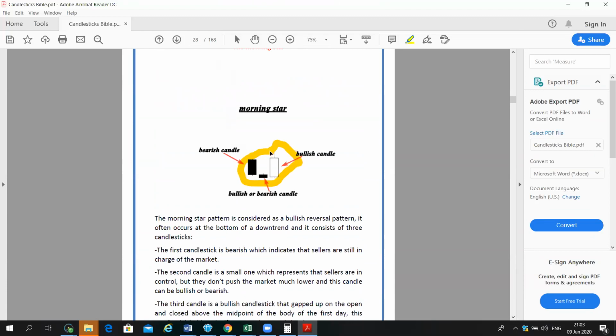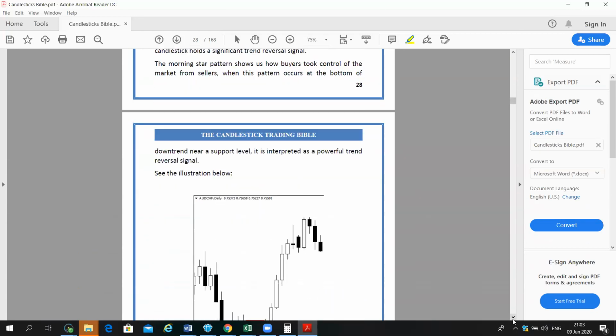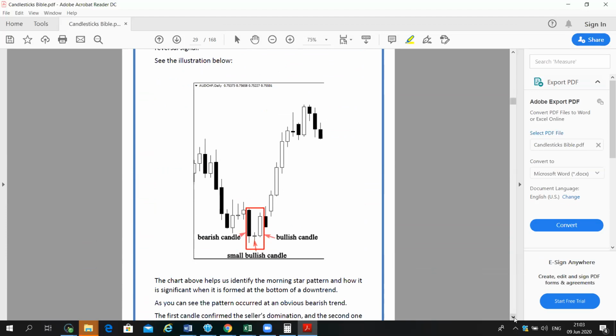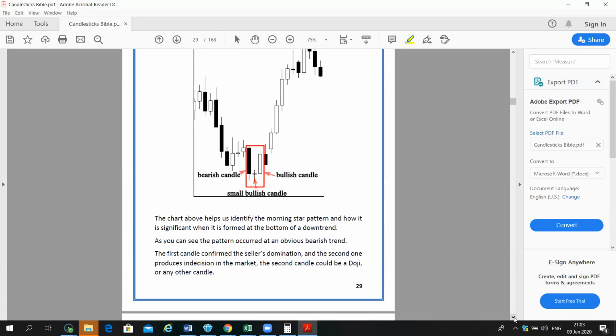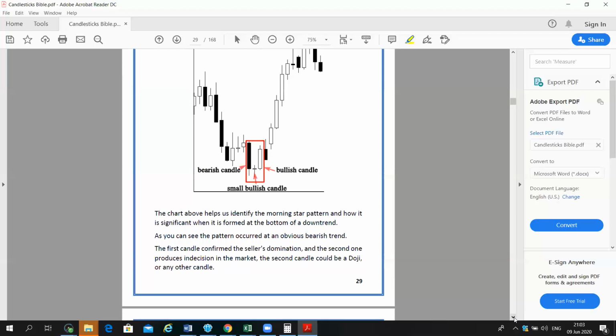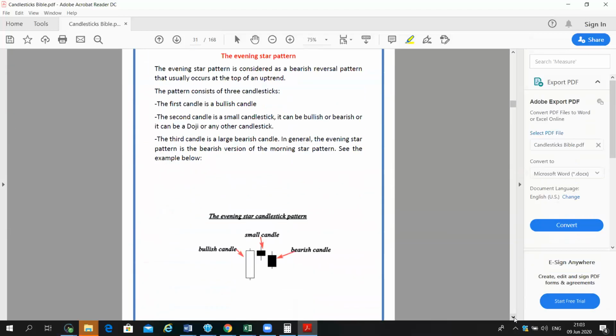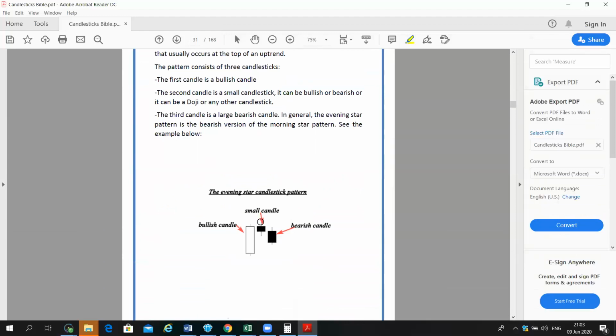You can see this is a morning star. The bullish has to be bigger than the bearish, right? And then you have these two bearish candles that are following each other. A morning star occurs at the bottom, right? Mostly it's a reversal from a bearish to a bullish market, right? That's a morning star. And then we have an evening star from a bullish to a bearish market.